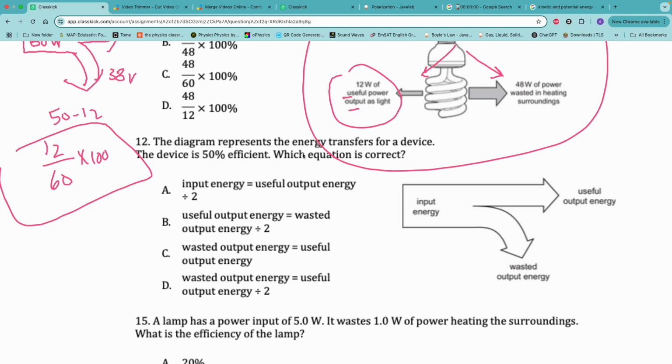The diagram represents the energy transfers from a device. The device is 50% efficient, automatically without even thinking. 50% means the total input is divided into two, like half and half. If 50% is used, 50% will be wasted. So automatically here, wasted output is equal to useful output.